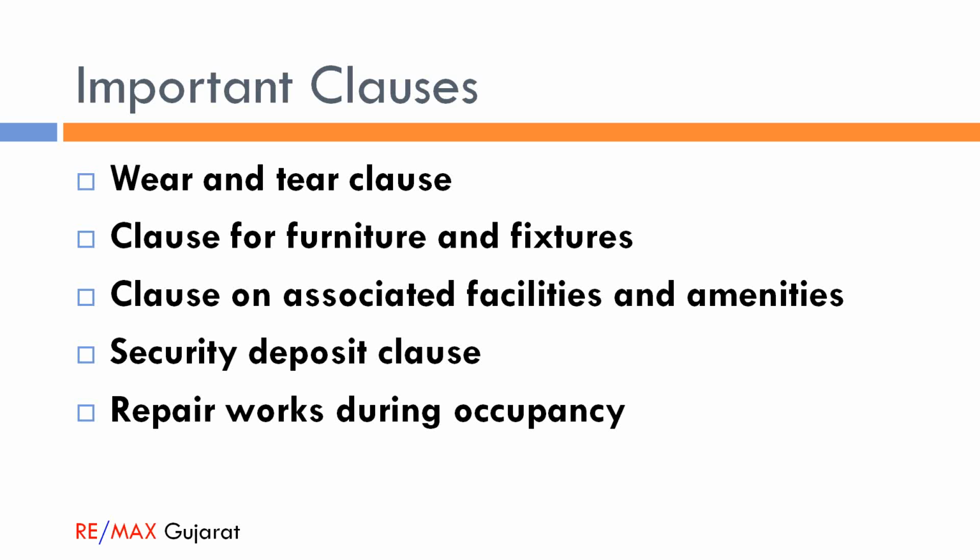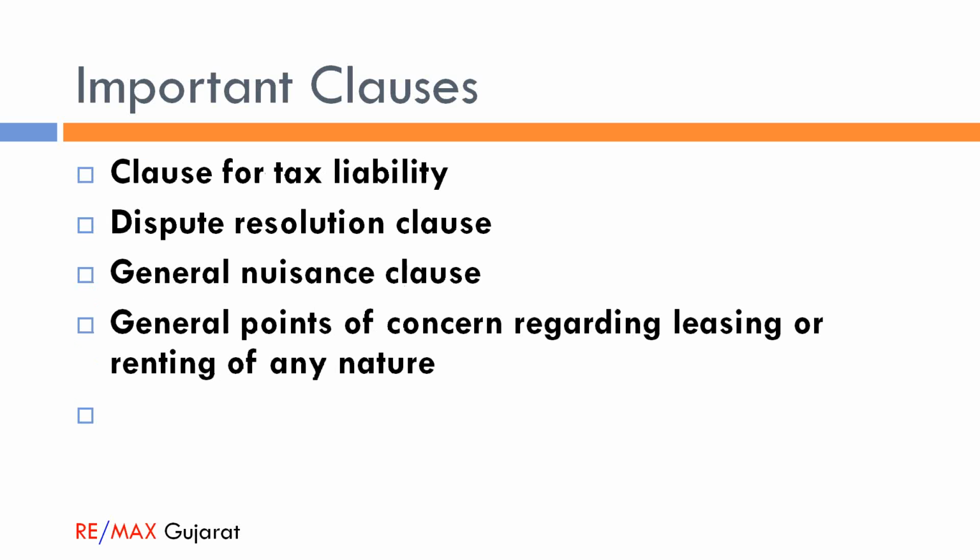Now, clause for tax liability. Tax liability may come out of renting out a property, especially in case of commercial properties. It is desirable that the parties allocate responsibility for payment of service taxes, property and municipal tax, and water tax in the agreement. This should be clearly mentioned.